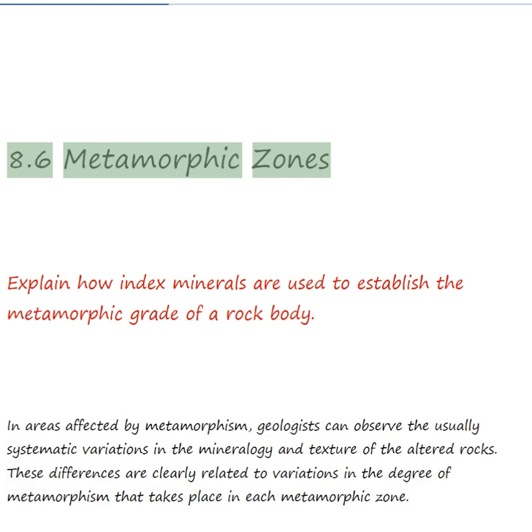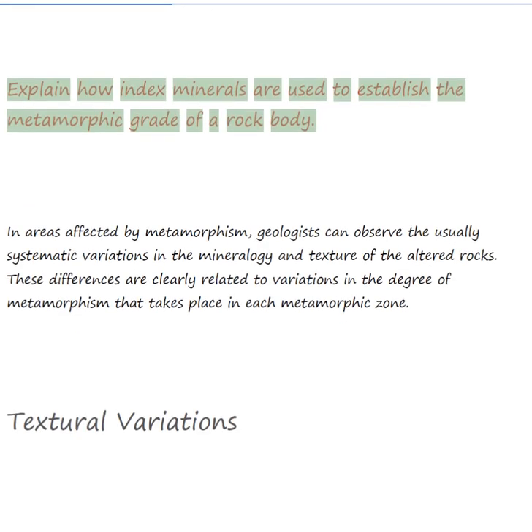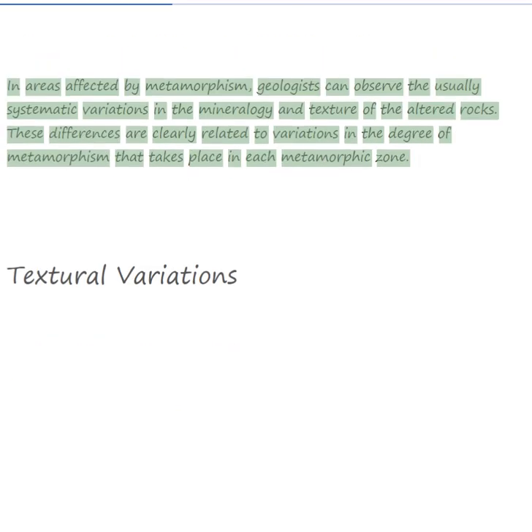8.6 Metamorphic zones. Explain how index minerals are used to establish the metamorphic grade of a rock body. In areas affected by metamorphism, geologists can observe the usually systematic variations in the mineralogy and texture of the altered rocks. These differences are clearly related to variations in the degree of metamorphism that takes place in each metamorphic zone.